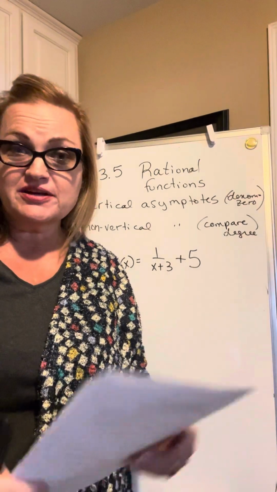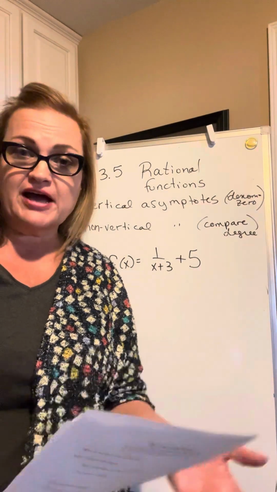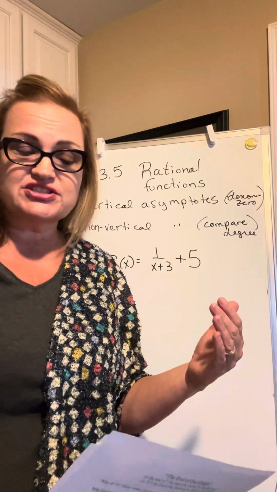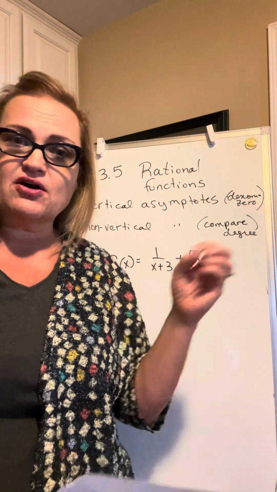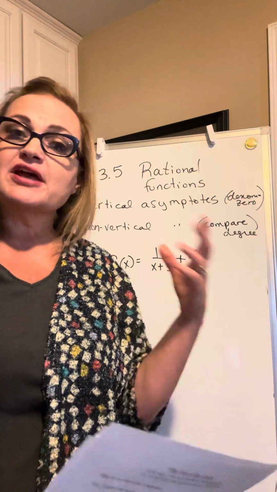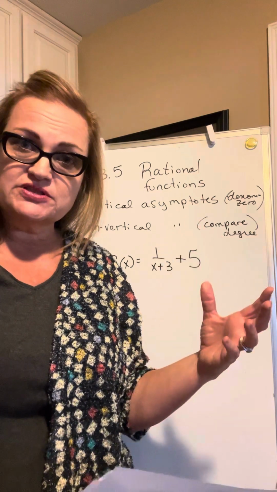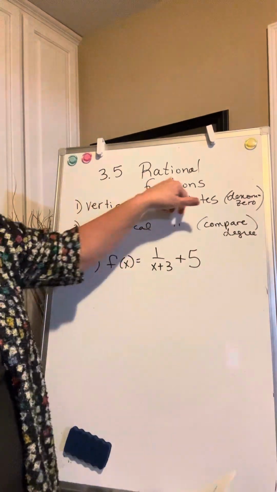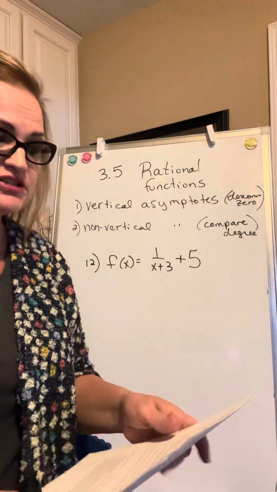All right, so we're back talking about section 3.5, the rational functions. They're a very interesting group of functions. They're our fraction functions. They make all kinds of interesting curves. We have these guidelines called asymptotes that we have to determine where they're located. So follow along with me, 3.5 rational functions.